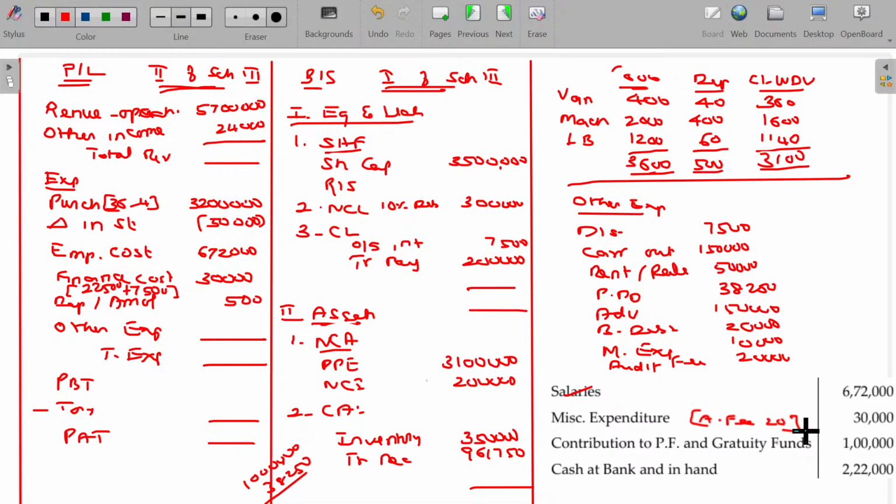Okay. Then contribution to PF and gratuity fund also forms part of the employee cost. Any amount payable to the employee will be employee cost only. So you can add here. Cash and bank being 2,22,000.